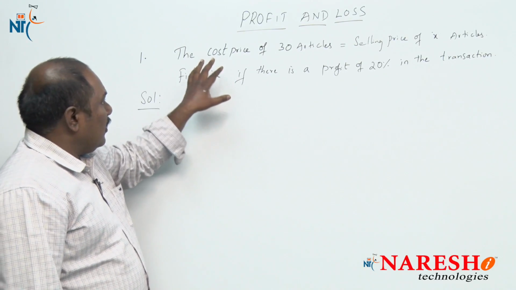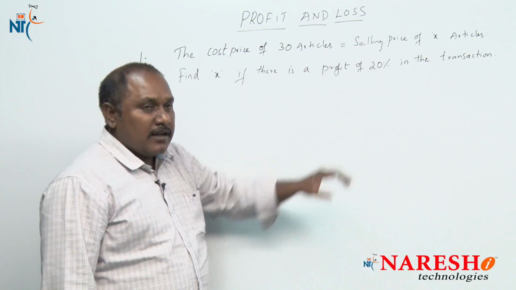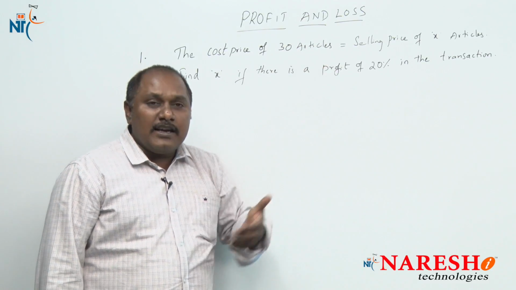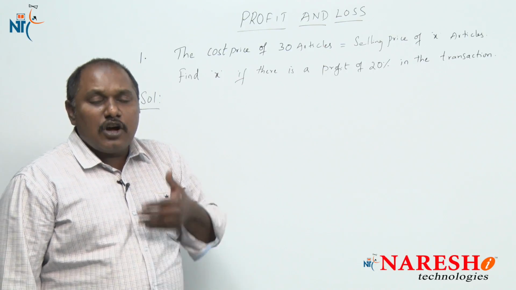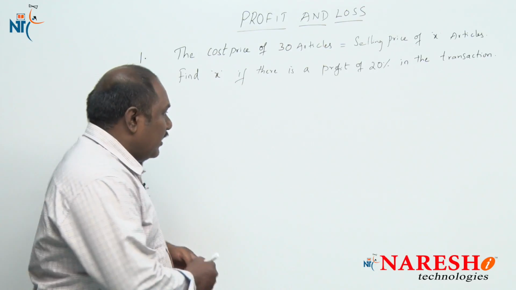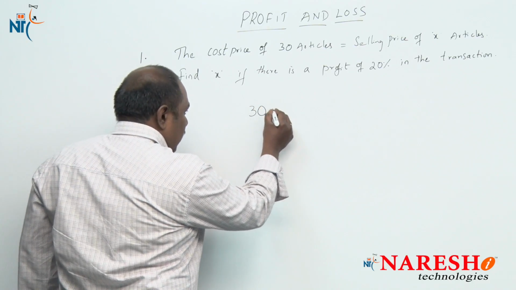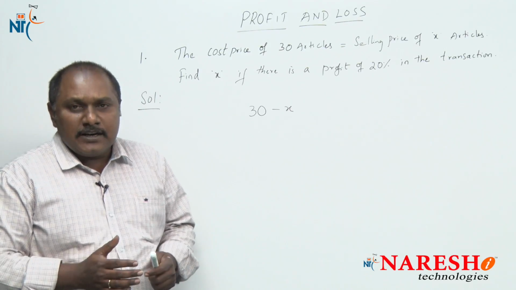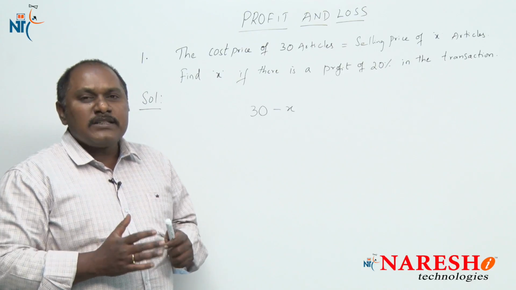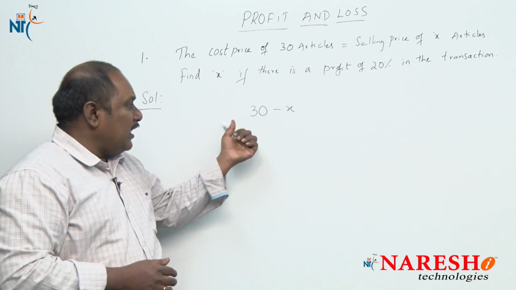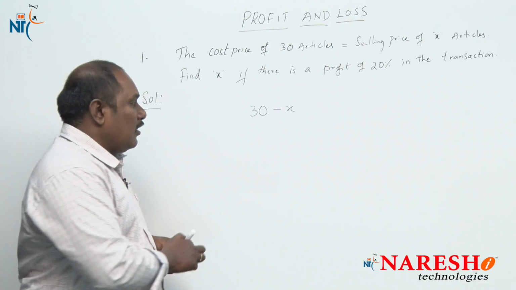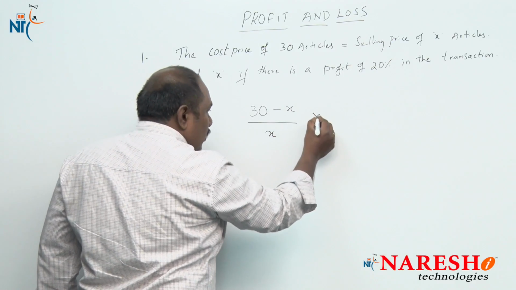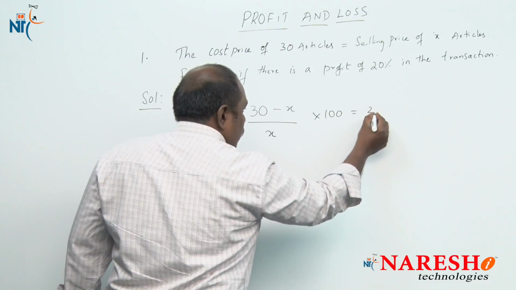Now the first method, cost price of 30 articles is selling price of X articles. So definitely we know that the value of X should be less than 30. That means he purchases 30 articles and he sells X articles. So how many articles are his profit? Definitely his profit should be 30 minus X articles. And we know that profit percentage or loss percentage with respect to quantity is always calculated on quantity sold. So 30 minus X articles are his profit, which should always be calculated on quantity sold, that is X articles, into 100 should be equal to 20.